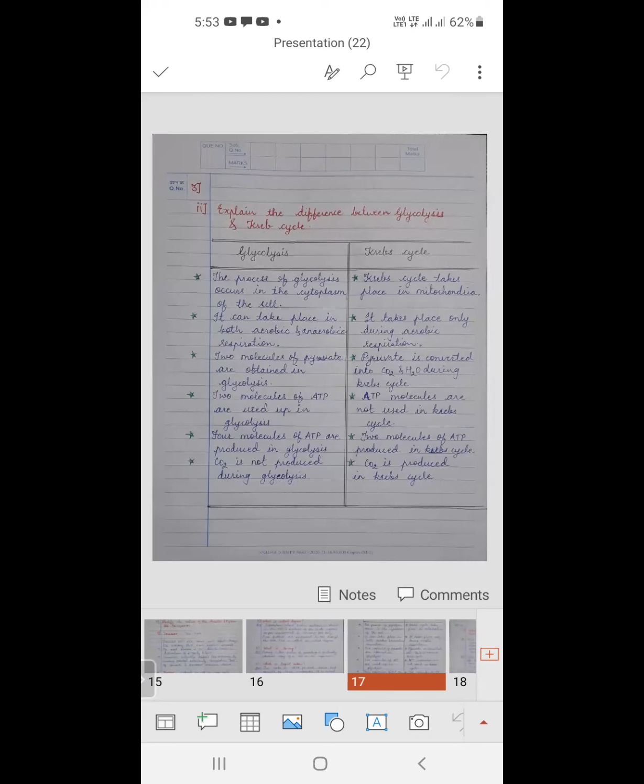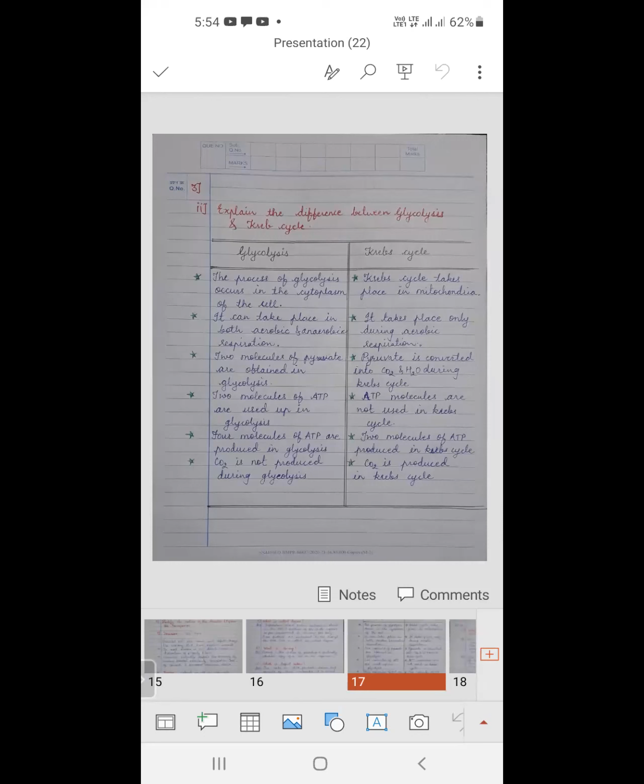Okay, so second point: it can take place in both aerobic and anaerobic respiration. Here the point is respiration. So the relevant point for Krebs cycle is that it takes place only during aerobic respiration. Glycolysis takes place in both aerobic and anaerobic respiration, but Krebs cycle takes place only in aerobic respiration.